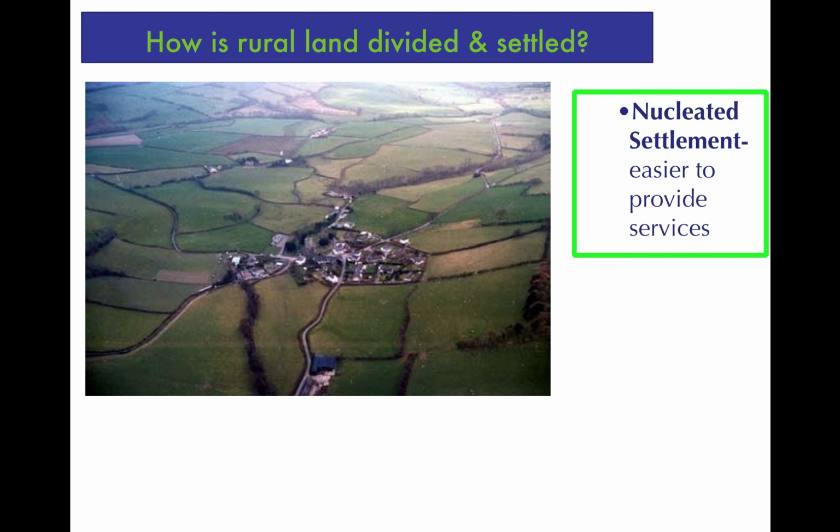A nucleated settlement is going to have some sort of town or village, depending on how many people live there, and then you can see the farmland surrounding that. This also makes it easier to provide services in a rural area. Services being things like schools, medical care, hospitals would be for a larger area, food, and marketplaces. So a nucleated settlement in a rural area is often a reflection of either intensive agriculture or a small group of people.